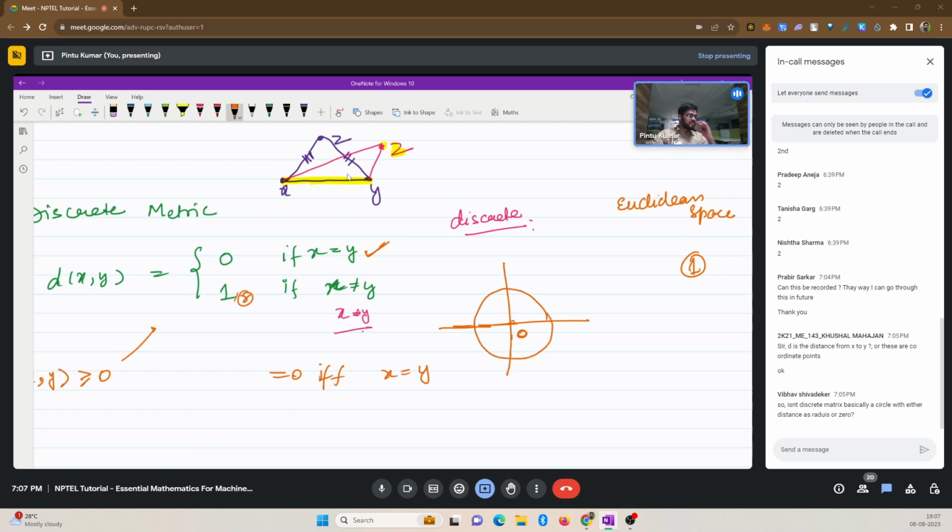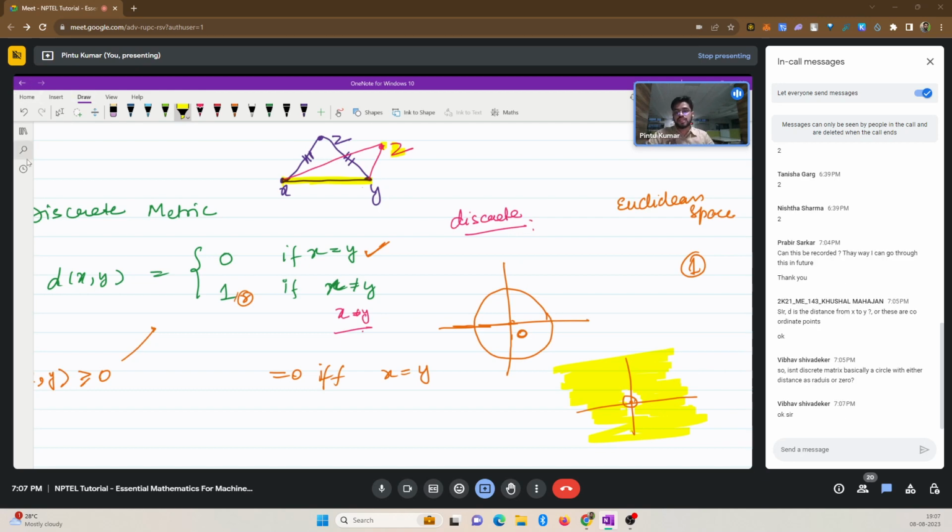But in the case of the discrete metric, if you draw this, let's say the points which are at distance 1 from the origin, it would be your complete space, except for 0. So this 0 is excluded. So actually you won't get a circle, but you will get the complete space, geometrically speaking.